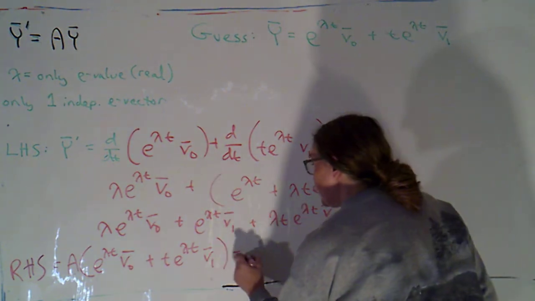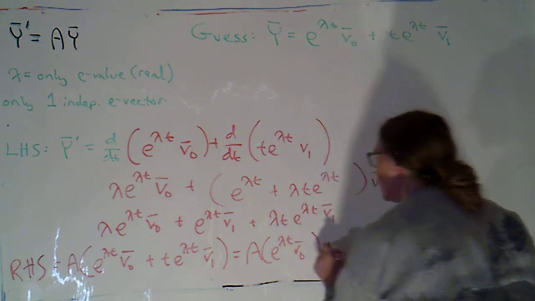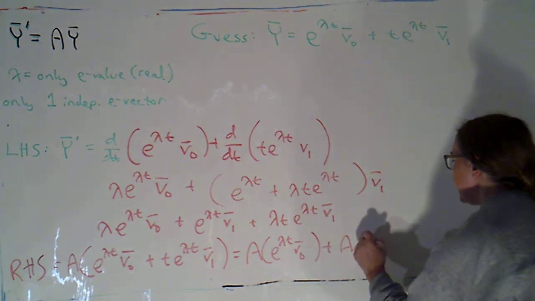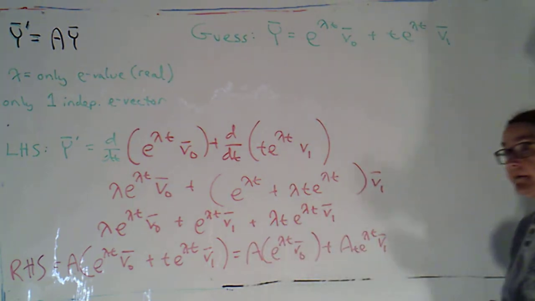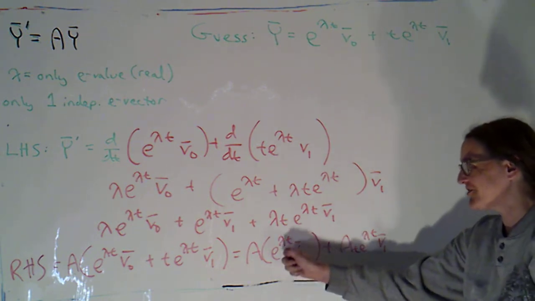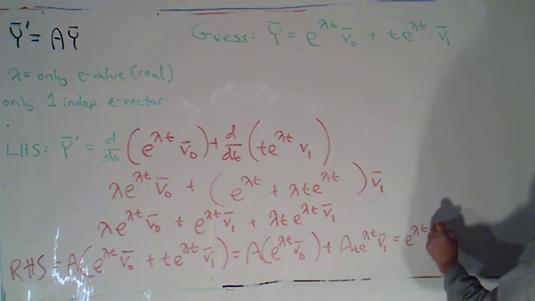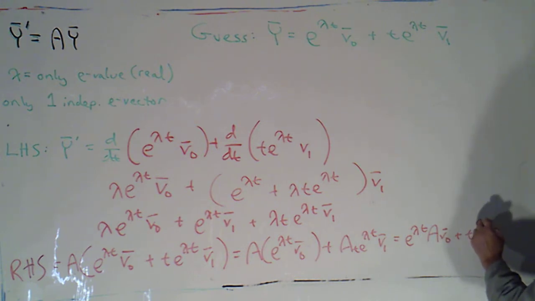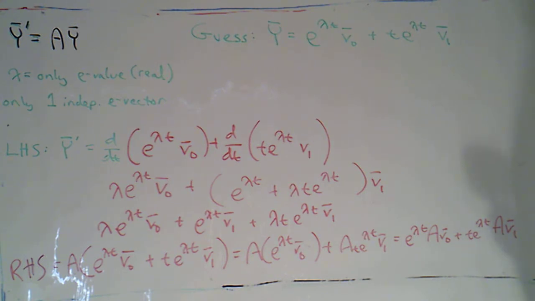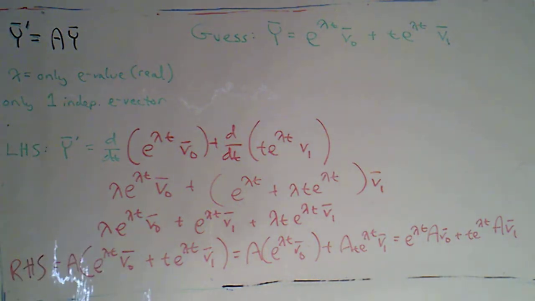Now, the matrix multiplication distributes, so that's a copies of e to the lambda t v naught plus a copies of t e to the lambda t v1. And then scalars pull through, and that's true whether it's an actual constant scalar or just a scalar valued function. So this is going to be e to the lambda t times a v naught plus t e to the lambda t times a v1. Okay, so that's what I have on my left and my right hand sides at this point.